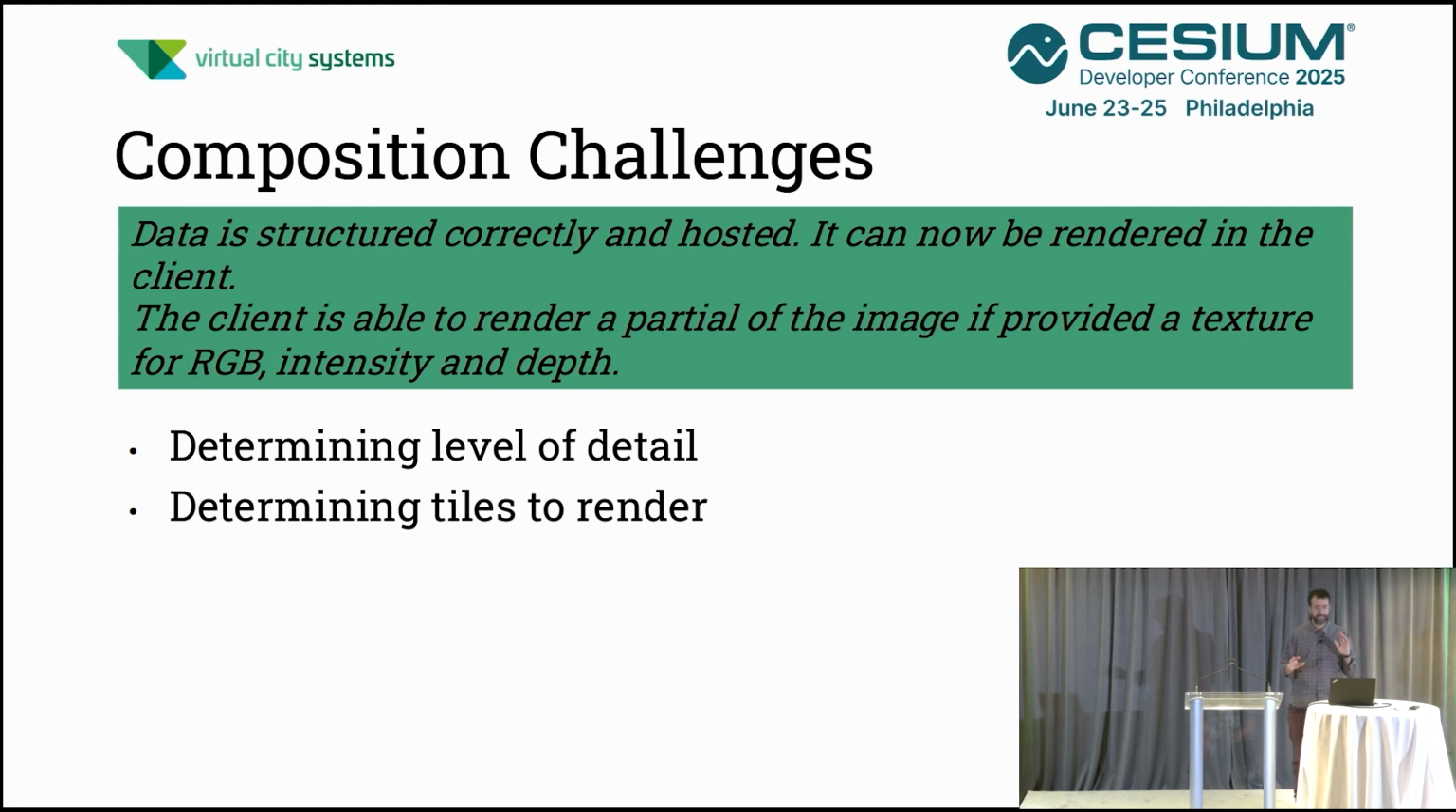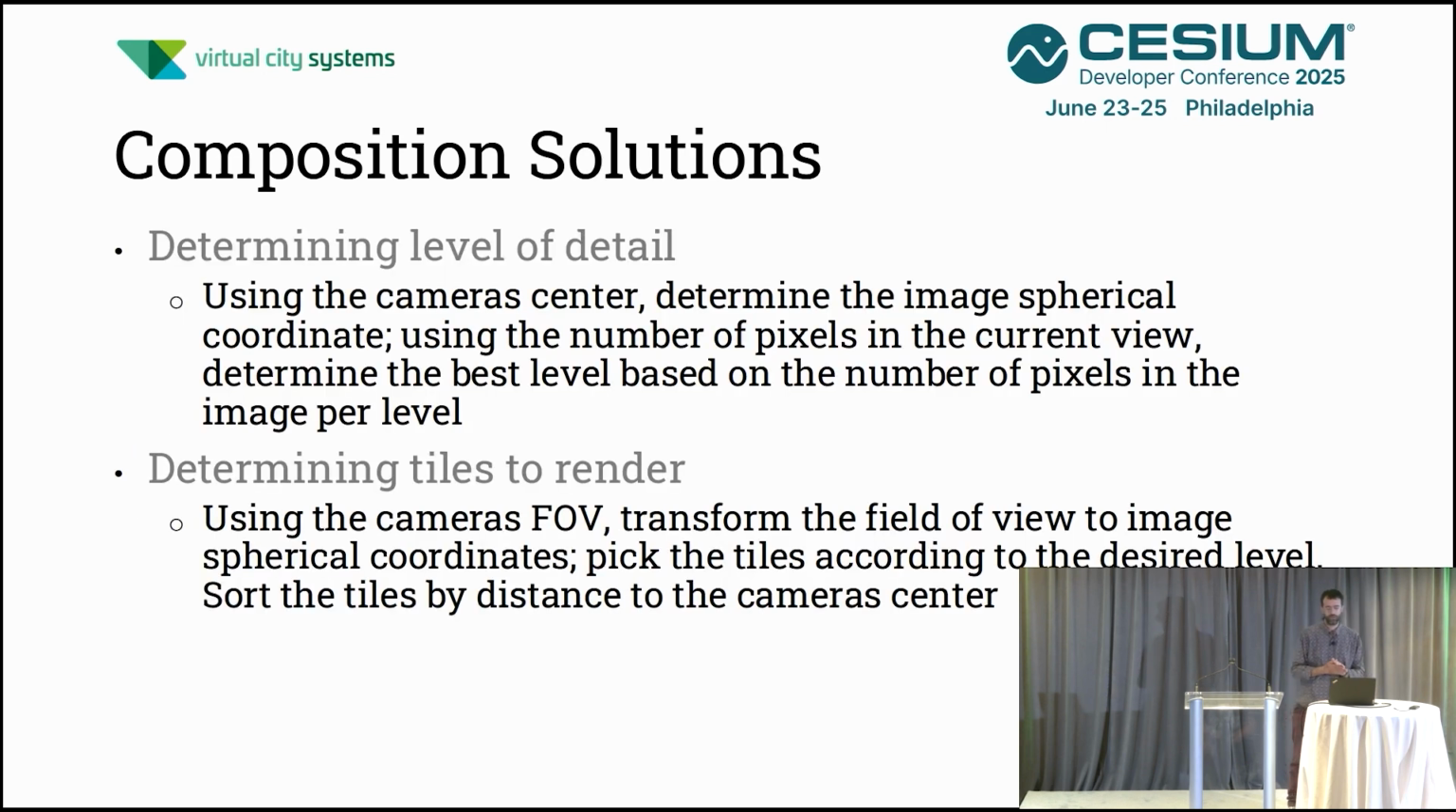The last challenge we had was determining which tiles to load at which position. So we have the data structured, it's served, and the client is able to render parts of the image and request parts of the image. So we need to determine level of detail, and we need to determine which tiles to render. What we did is kind of cheating in a way. We just take the camera center and we determine the number of pixels on the sphere and the number of pixels on the screen, and then we determine level of detail, and those are just the images that we're going to load for the entire scene.